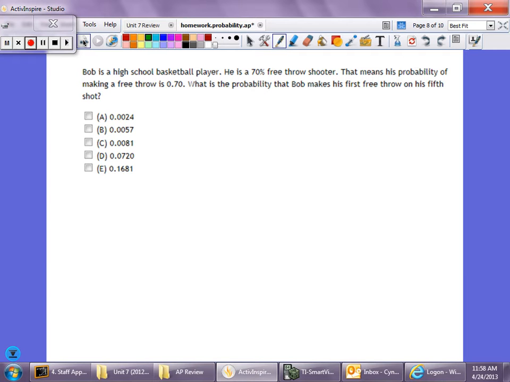What is the probability that Bob makes his first free throw on his 5th shot? This is not binomial because they're not setting the number of trials. They haven't told me how many trials. This is geometric because we want to know the probability that it's going to take 5 trials before we have it. So this is a geometric distribution. That's my only hint, in your book.